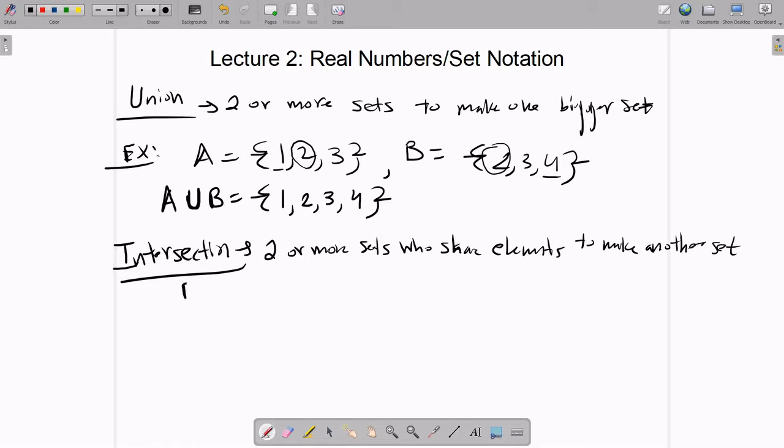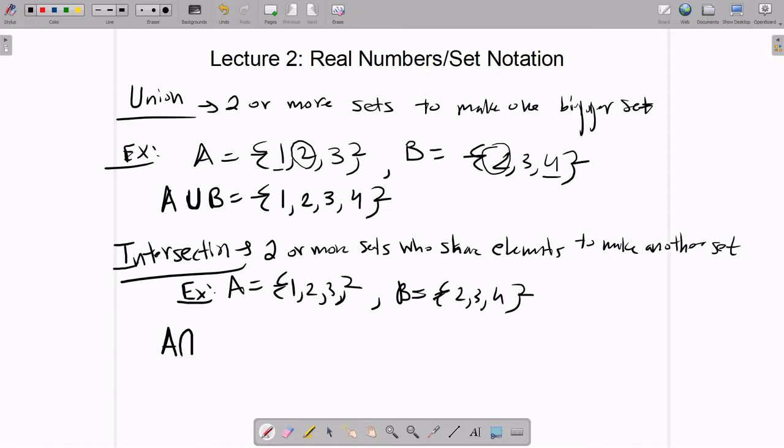Using the example again of a set A being 1, 2, and 3, and a set B that happens to be 2, 3, and 4, the intersection right here will be represented by the upside down U, and will be any element that is in both A and B.